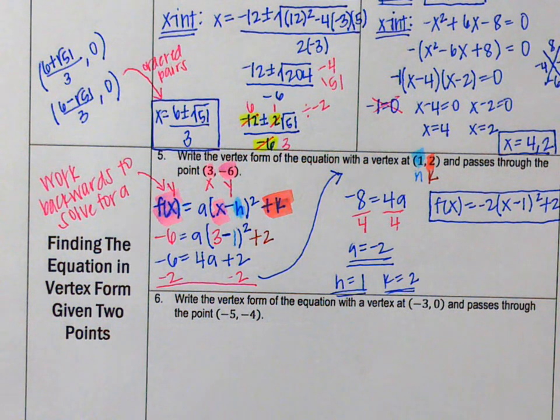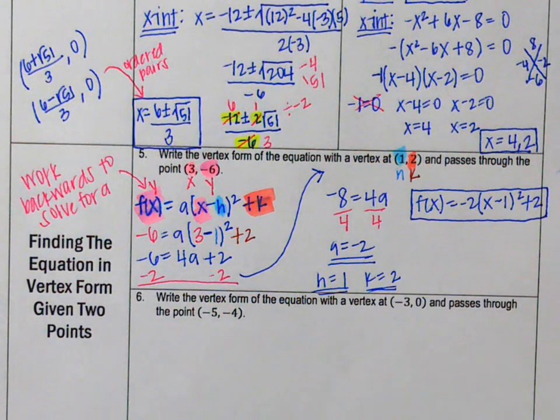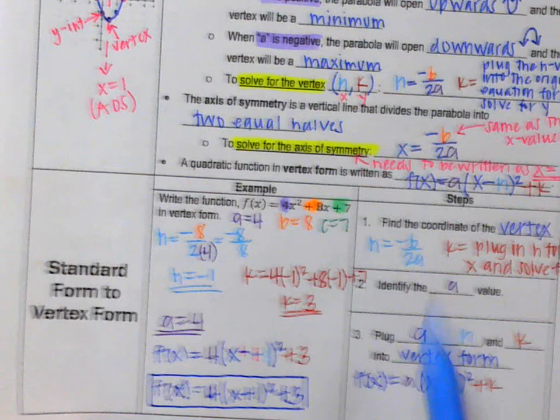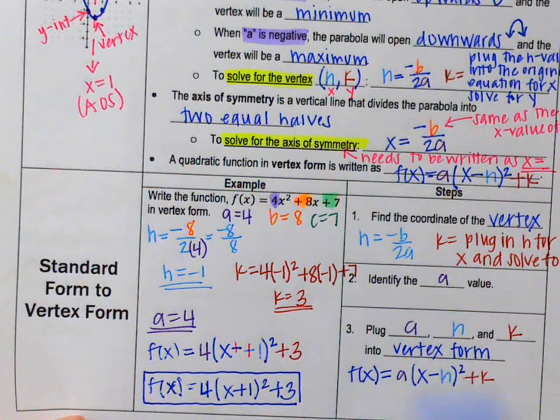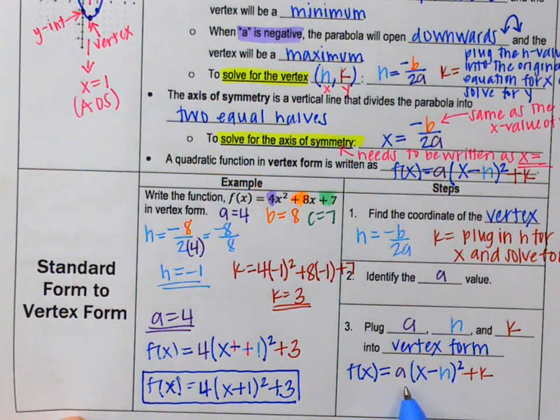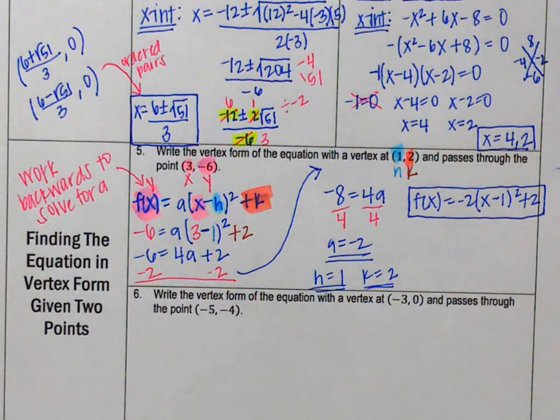So all that you're doing with that one is you're given all the information. You just have to work backwards to solve for a. Because remember, for vertex form, just like we talked about on the first page, you just need h, k, and a, and you plug it in. So we didn't have a, so we would have to work backwards to find that. Okay, so what I would like you guys to do is try 6 on your own. So pause the video here, try 6 on your own, and then come back to check your work.